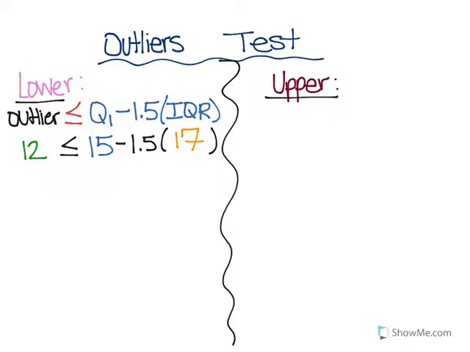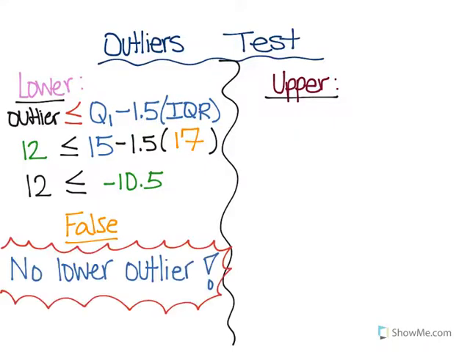And now we can type this whole thing in at once. 15 minus 1.5 times 17. And when we do that, we end up with negative 10.5. Now, 12 is not less than or equal to negative 10.5. So since this is a false statement, that means that 12 is not an outlier. So we can write no lower outlier.